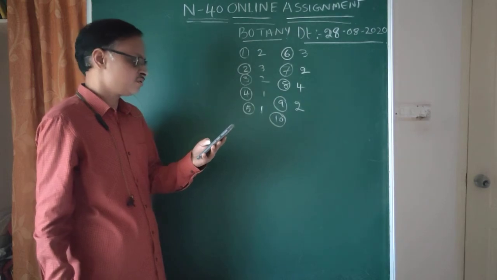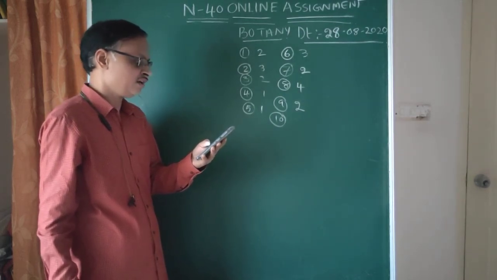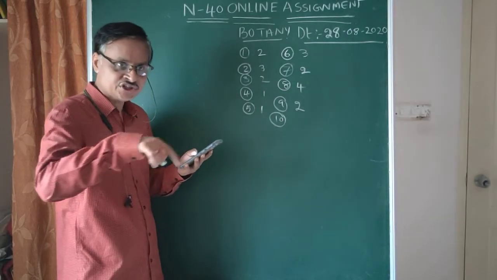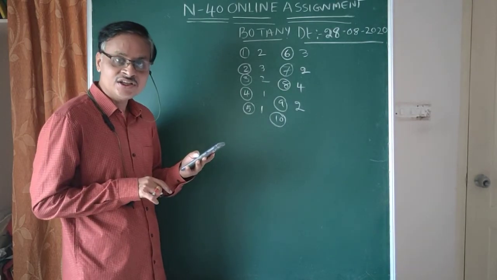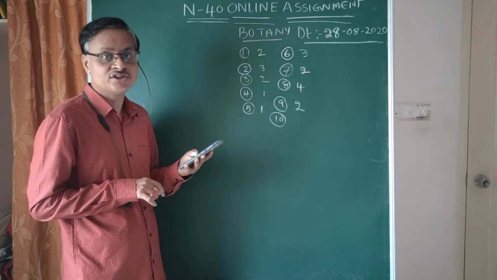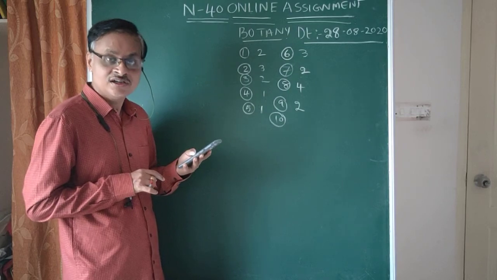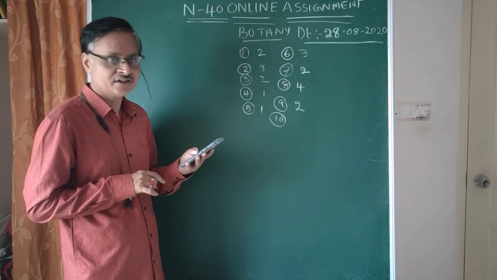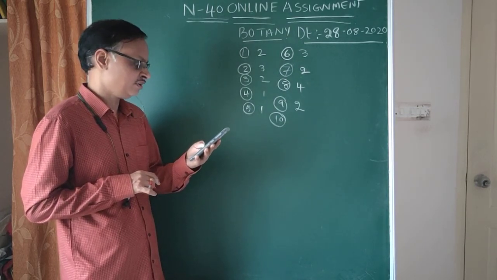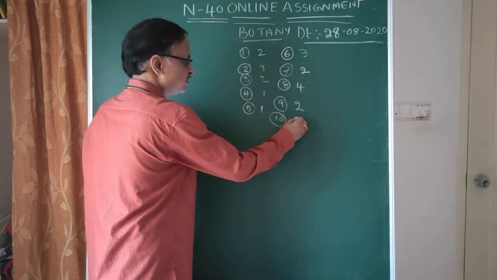Students, 10th and last question. How many FADH2 are formed in one turn of the Krebs cycle? In every turn of the Krebs cycle, 3 NADH and 1 FADH2 molecules are formed. He is asking about only FADH2, no? 1. First option is correct.